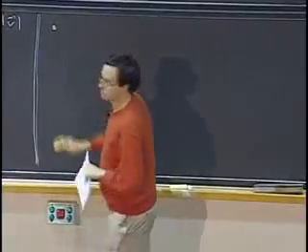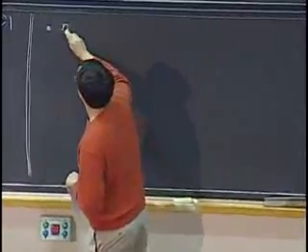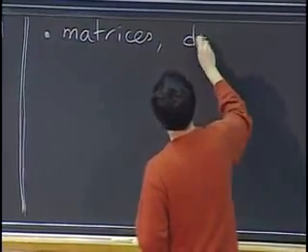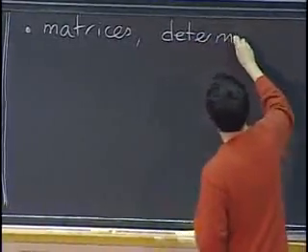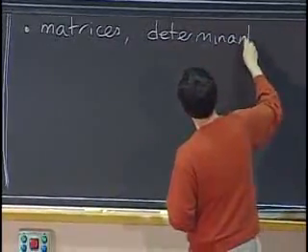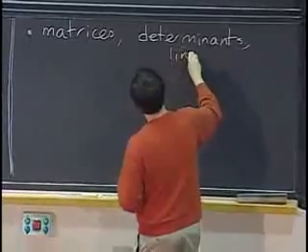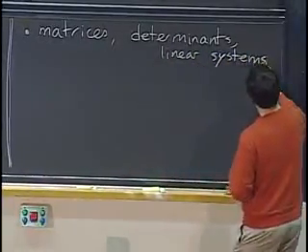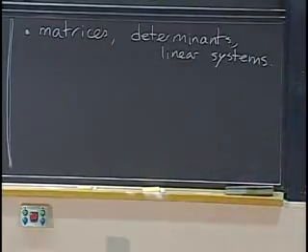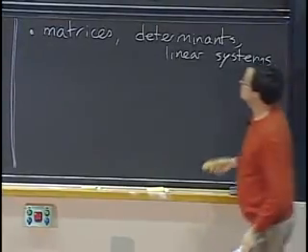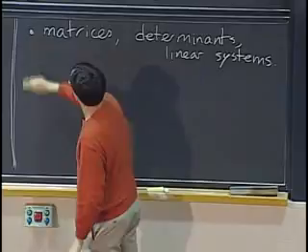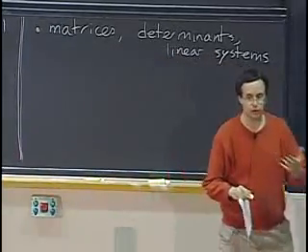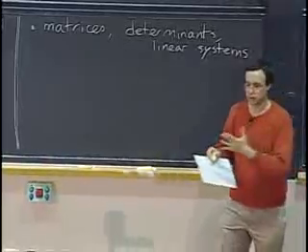I skipped something. I skipped matrices, determinants, and linear systems. Okay, so we've seen how to multiply matrices and how to write linear systems in matrix form.